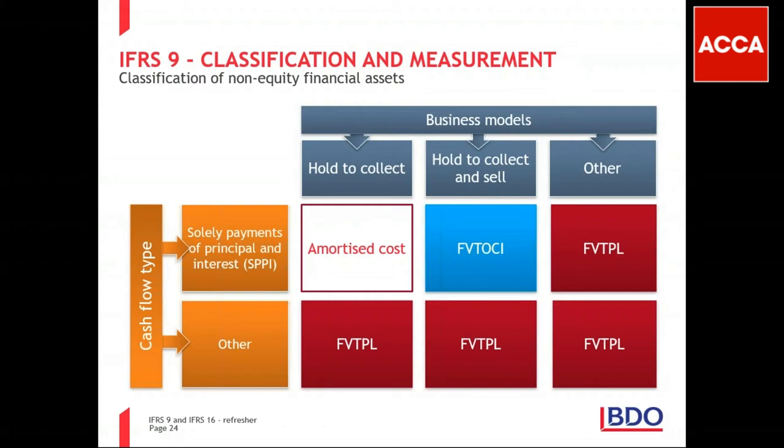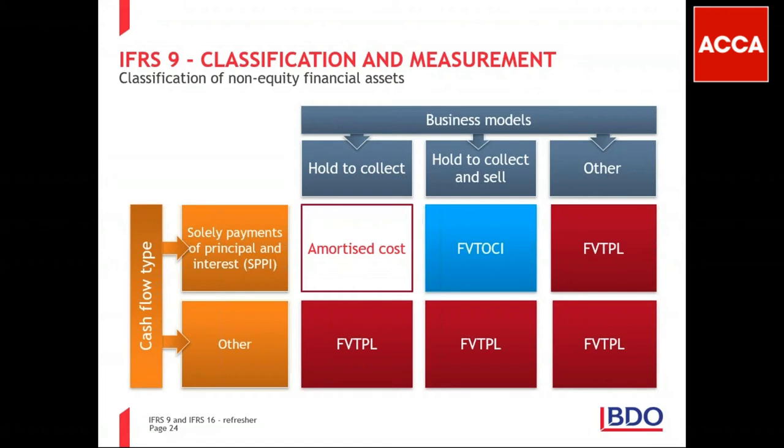Hold to collect model does not mean that the entities always have to hold the financial instruments till its maturity. Depending on the various requirements, for example, to manage the working capital liquidity requirements, the entities are still allowed to sell the financial assets, but that should be on a very exceptional and infrequent basis. So if the financial business model is not hold to collect or hold to collect and sell, it is classified by IFRS 9 as other model. Now, the second criteria which we need to see is the contractual cash flow.